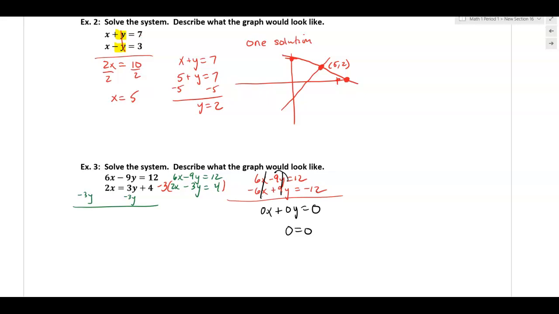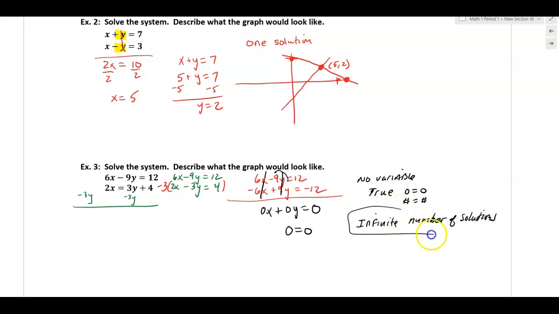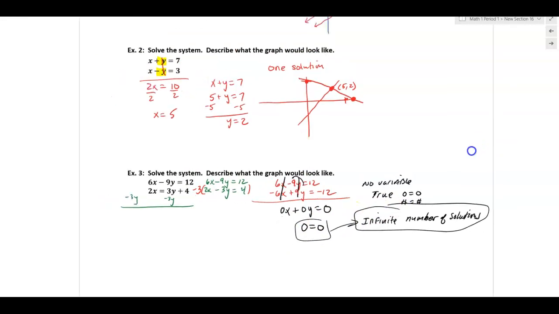So right there, both of my variables eliminated. I have no variable to solve for. I end up with a true statement at the end. I get 0 equals 0, or a number equals the same number. It could happen either way. Anytime this happens, I know it's the same line, and my answer would be an infinite number of solutions. All right. So anytime you get 0 equals 0, you know you get infinite number of solutions.